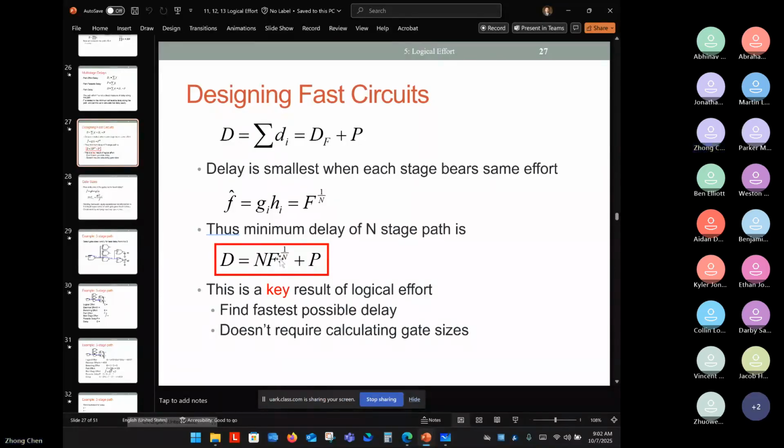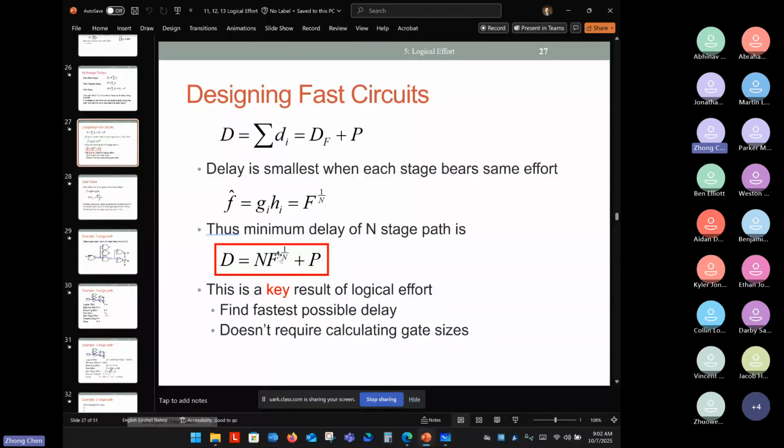Remember we discussed that last time. Capital F is the total path effort, so F is equal to GBH. Remember we discussed that as well. Instead of G and H, small g and small h for a single stage, for multi-stage the capital F is equal to capital G times capital B times capital H.